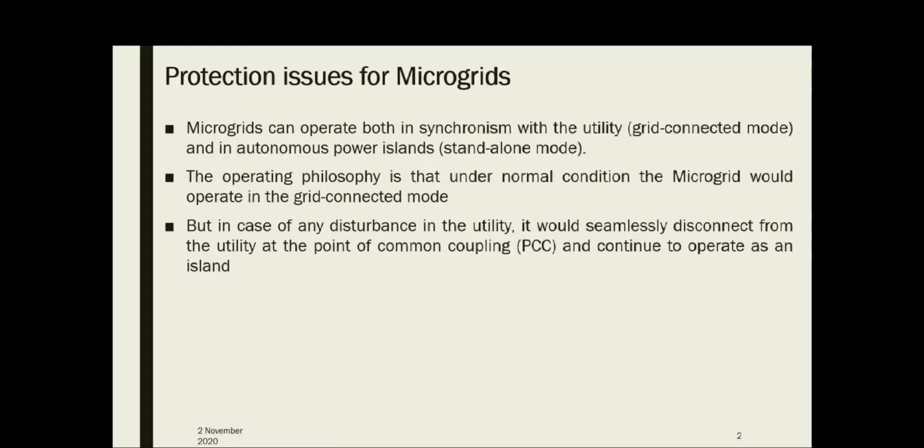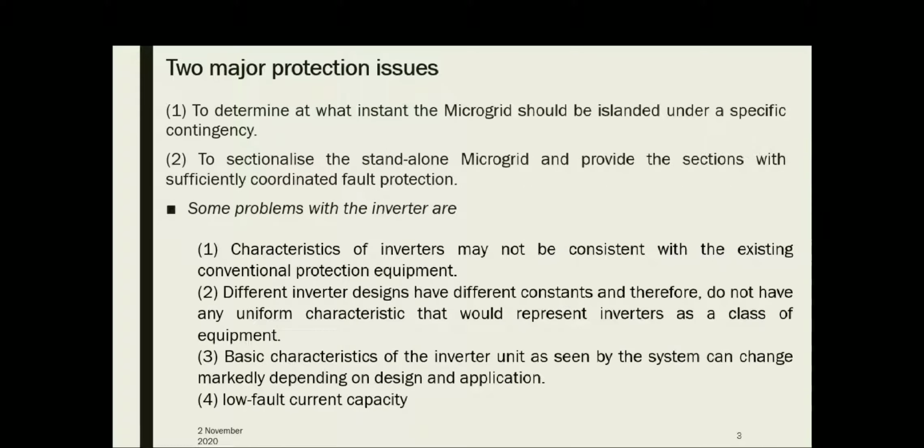In this session we review the two major protection issues that must be dealt with in order to ensure the stable operation of microgrid during any contingency. So these are as follows. First, to determine at what instance the microgrid should be islanded under specific contingency. And second, to sectionalize the standalone microgrid and provide the sections with a sufficiently coordinated fault protection.